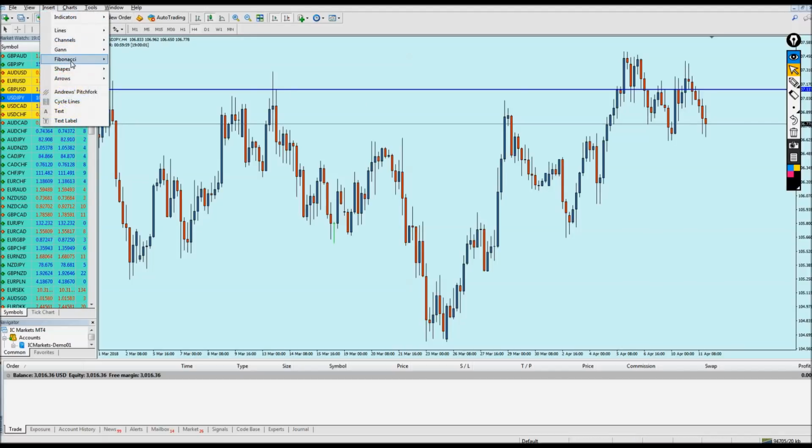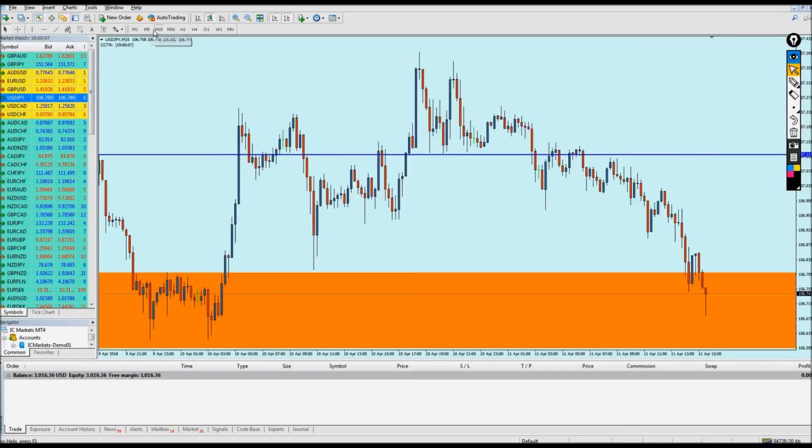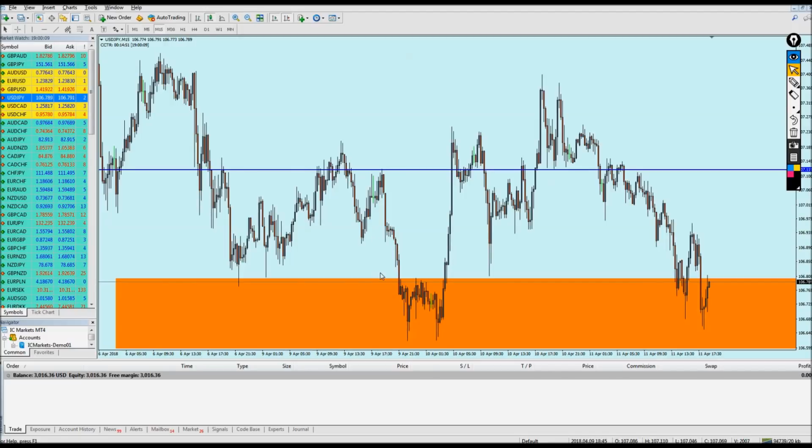Here, for example, I am on the 4-hour chart. I am on a support. So I have to switch now to the 15 or 5-minute, sorry, and check for a support level. So let me show you.